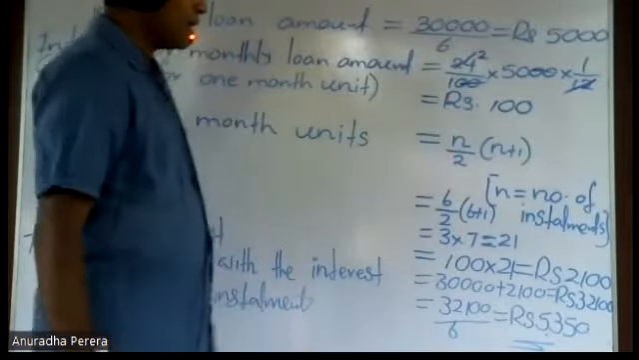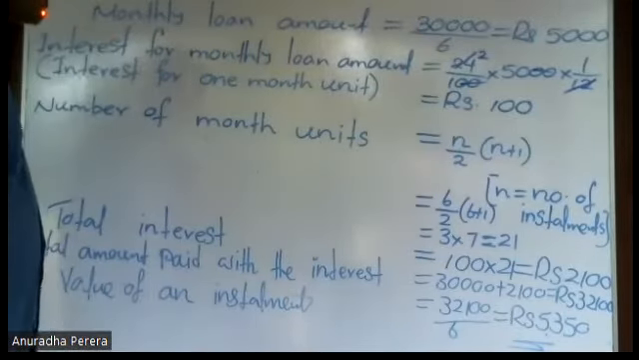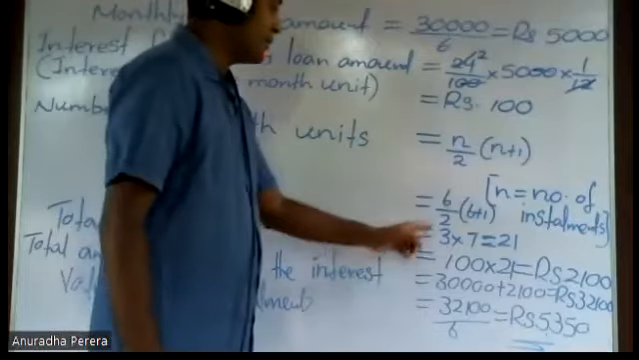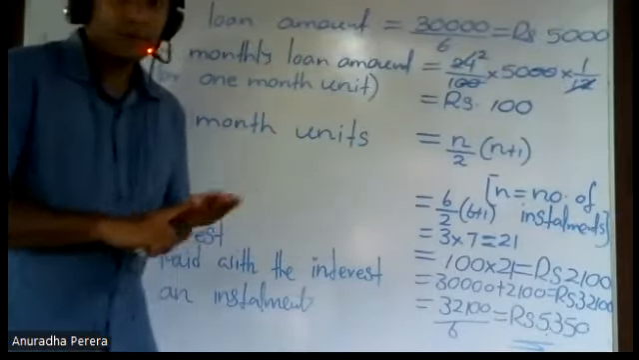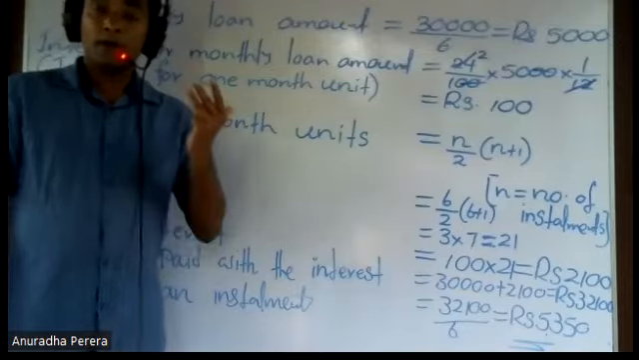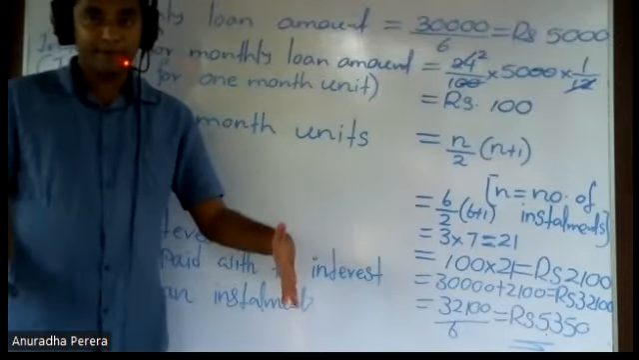n over 2 (n plus 1). What is n? Number of installments. Then 6 over 2 times (6 plus 1), it is 21. Now we know interest for 1 month unit and also we know number of month units.